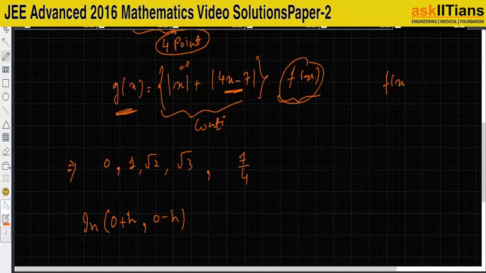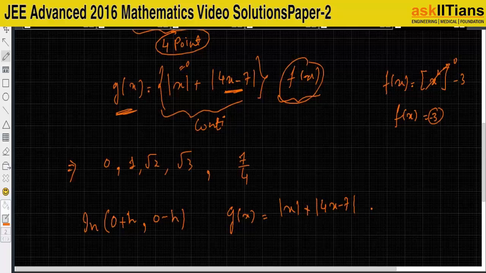Fx is actually this, and in the neighborhood of 0, whether it is 0 plus or 0 minus, the value of this thing will be 0. So fx will be simply minus 3 in the neighborhood of 0. So what will be gx? Gx will be this thing multiplied by minus 3.